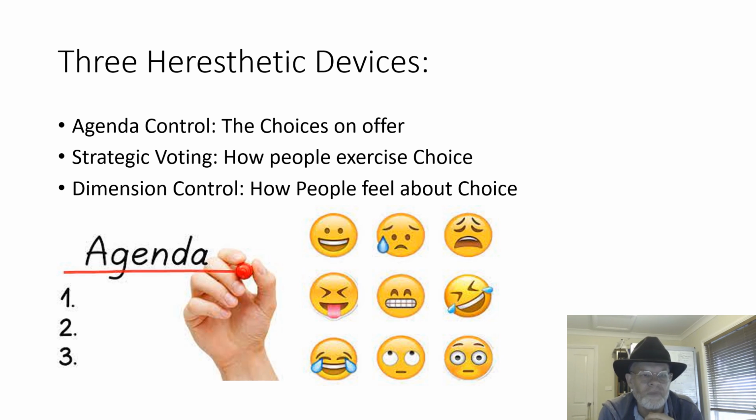Strategic voting. This is about how people exercise their choice. Even if you don't have the choices you want on offer on the voting ballot, you can still make and exercise other choices. For instance, you can abstain from voting. Politicians often do that when they don't agree with their party policy, or sometimes do that. Or you can cast a donkey vote, and that sends a signal too. You don't like any of the choices.